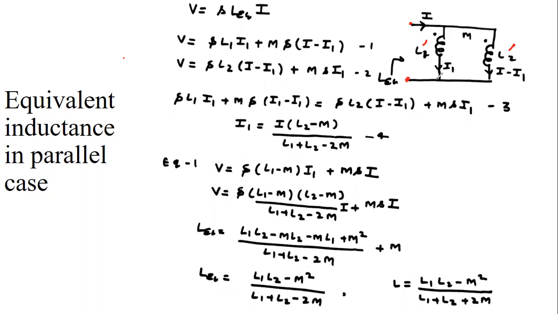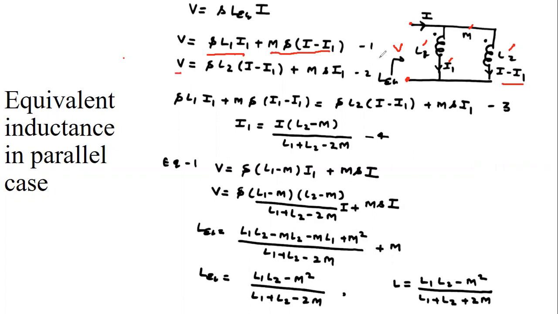So see, suppose this voltage is V. First, V equal to, in the frequency domain, SL1 I1. Now this current I is dividing into two branches. Suppose the current in this branch is I1, so the current in this branch is I minus I1. So the first equation is SL1 I1, and due to the coupling, because the fluxes are supporting each other, we have assumed the current enters from the dotted terminal. So this is MS times (I minus I1). This is due to the effect of L2 on L1.